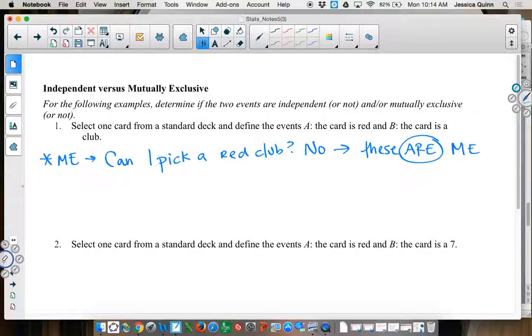Okay, so if it can't happen at the same time, it's mutually exclusive, right? If in your Venn diagrams they would be in totally different circles, they're mutually exclusive.